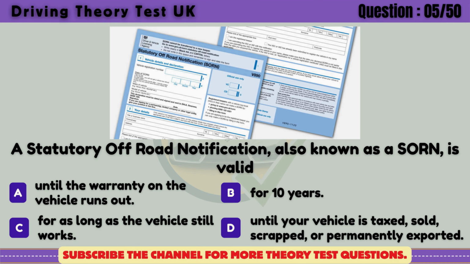Question 5. A statutory off-road notification, also known as a SORN, is valid. Option A. Until the warranty on the vehicle runs out. B. For 10 years. C. For as long as the vehicle still works. D. Until your vehicle is taxed, sold, scrapped, or permanently exported.